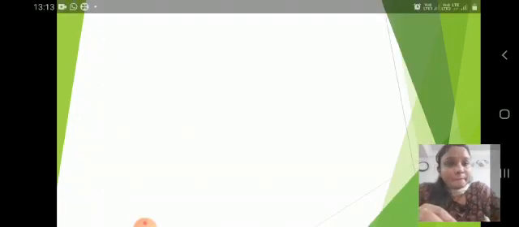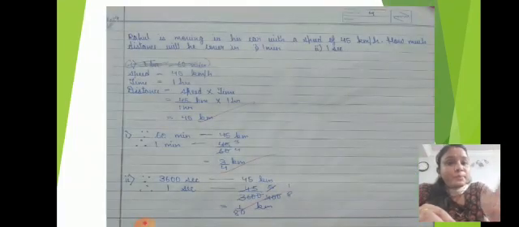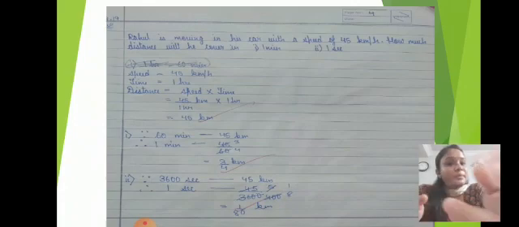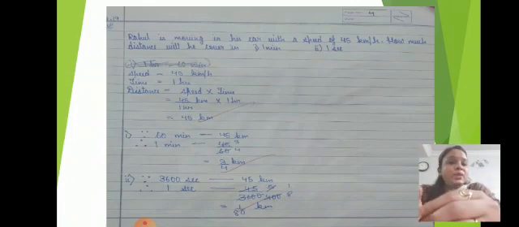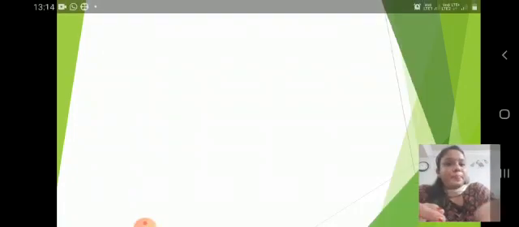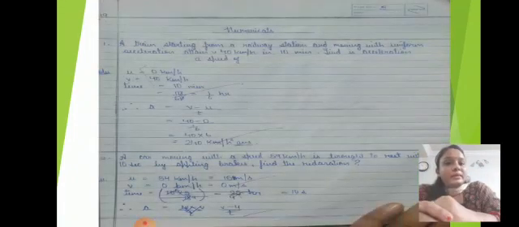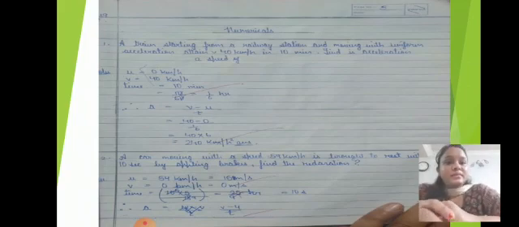Again you can see one more numerical here. Same thing we will do as we have done in the first slide, that is speed is equal to distance by time. Here we have to find the distance, so speed into time, we will apply this formula, then we will get the answer. See, in this numerical something is different.